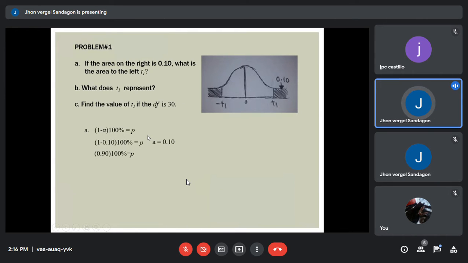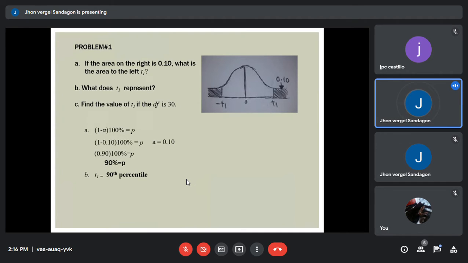So we're going to multiply it by 100% to get the percentile that T1 represents. And it will be 90%. So this means that the area to the left of T1 is 0.90. Also, it means that T1 represents the 90th percentile.